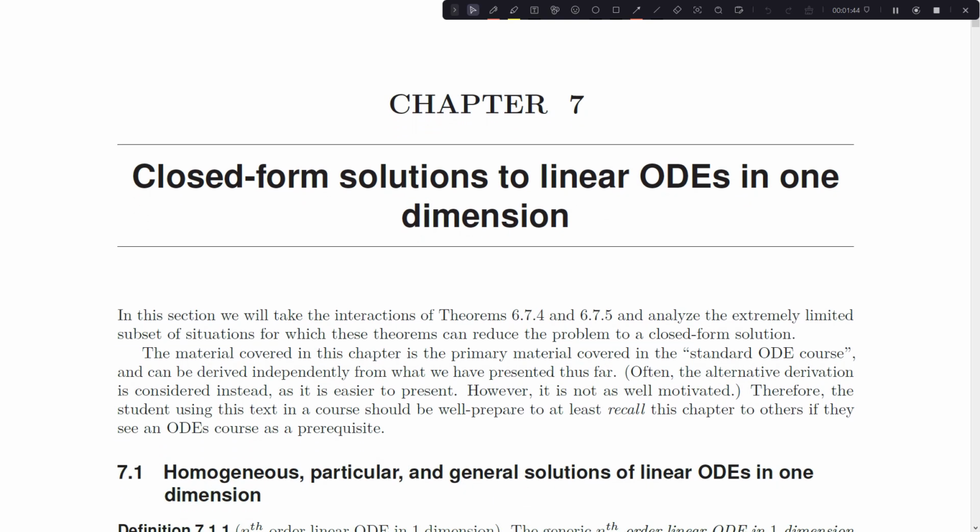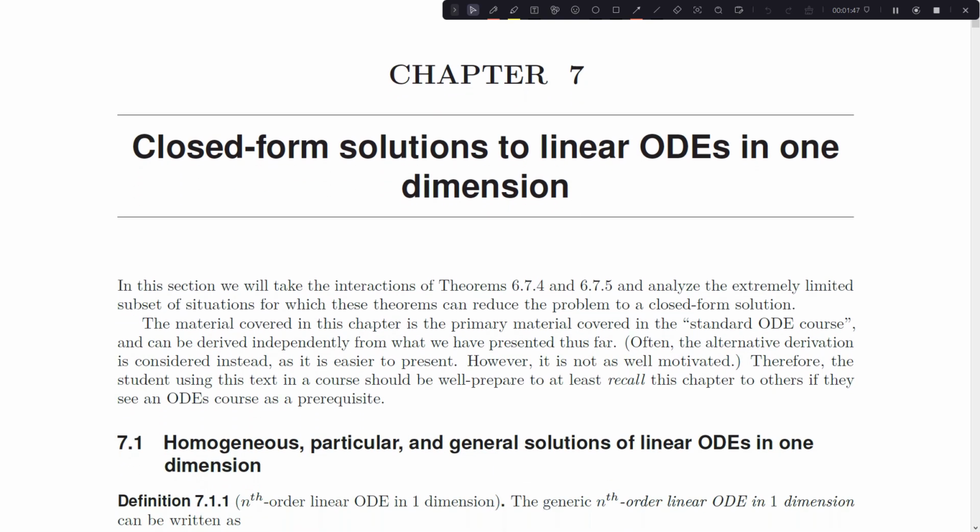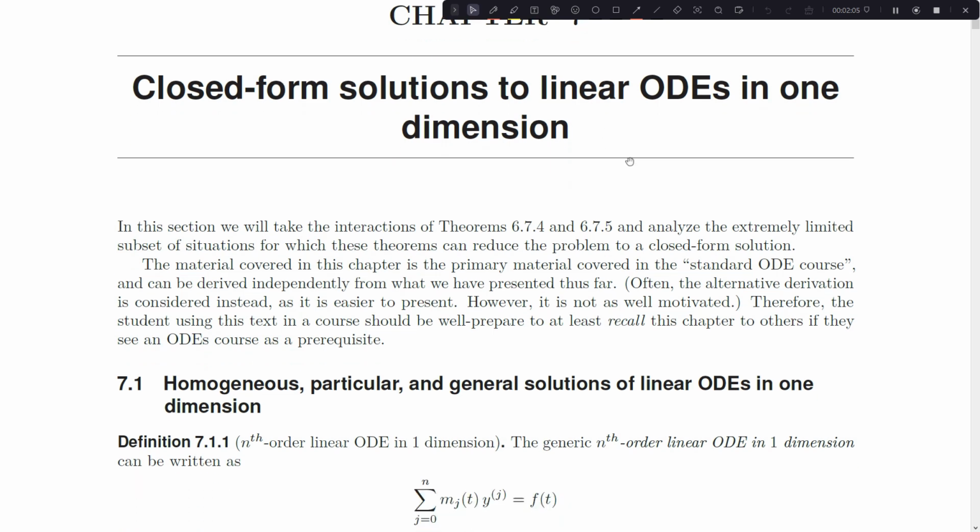Okay, so section 7.1, this is kind of another glossary section, so we're going to give some definitions, and we really want to pay attention to these definitions because if we're in a future course that's relying on ODEs as a prerequisite, these are the definitions that they might throw at you and expect you to remember.